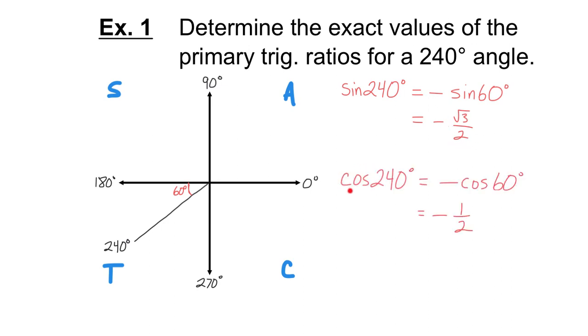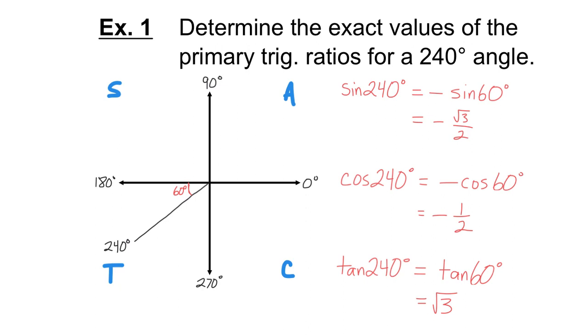So if I want to find the cosine of 240 degrees, well, cosine is in this quadrant, so it's negative. Other than that, it's the same as the cosine of 60 degrees. So it's negative 1 over 2. Now the tangent of 240 degrees is positive because it's in this quadrant where tangent is positive. And other than that, it's the same as tangent of 60 degrees. So the tangent of 240 is the same as the tangent of 60 degrees, root 3.